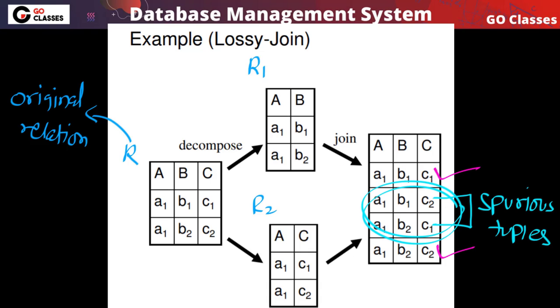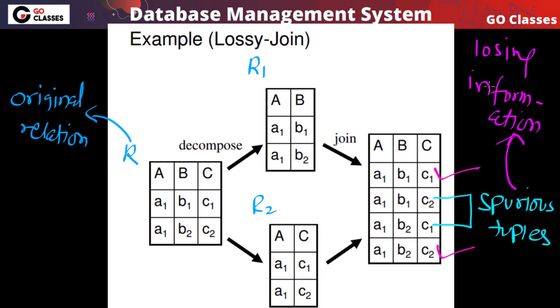This is not the information that we have, because you can notice in the original table we don't have this information. So we are getting wrong information. It means we are losing information. Because of these spurious tuples, we are losing information. We are not losing tuples, we are losing information. Getting wrong information means we are losing information, because we are getting extra data.